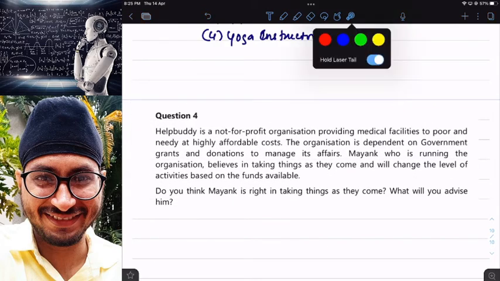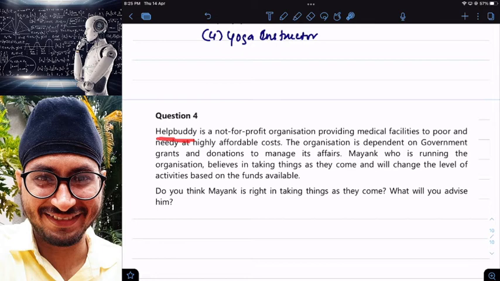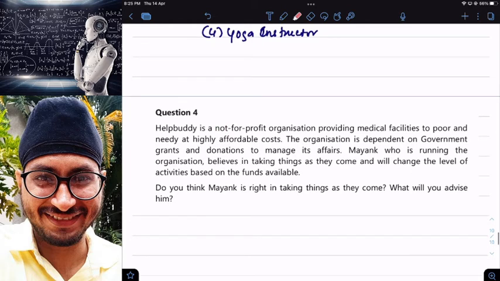See here. Help Buddy is a non-profit organization providing medical services to whom? Poor and needy at affordable cost. Again, this is a non-profit organization. Even though it is a non-profit organization, what is applicable? Strategic management is applicable. We know here. So strategic management is applicable.